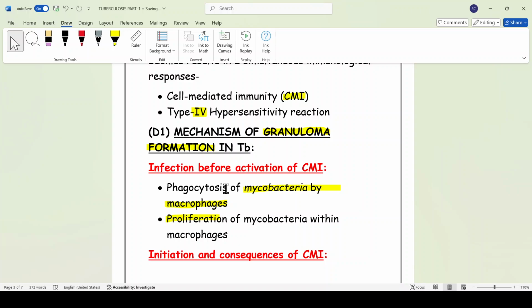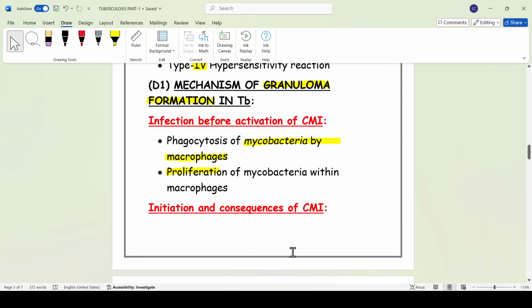That is, before the activation of CMI, or cell-mediated immunity, and after this CMI has been activated, the subsequent steps and consequences of its activation. So if we see before the activation of CMI, what happens? After the infection but before the activation of CMI, the macrophages in our body phagocytose the mycobacteria that are entering our body. These mycobacteria then start to proliferate within the macrophages that phagocytosed them.